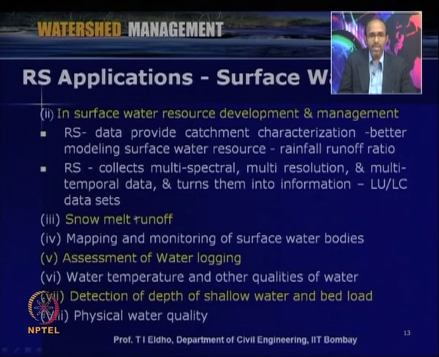And then as far as surface water applications are concerned, we can identify the snowmelt runoff, say if in a particular area there is snowfall, how much snowfall has taken place and how the snow is melting. So, in a repeated way, temporal variation we can obtain, and that gives a lot of information as far as snowfall, snowmelt and runoff is concerned. And then for surface water, we can do mapping and monitoring of surface water bodies. Like if a reservoir is there, how much area is flooded, or if any flooding problem is there, how the flooding is increasing or decreasing. Then we can also, on river basin scale or for large areas, assess how the water logging is taking place in that area.